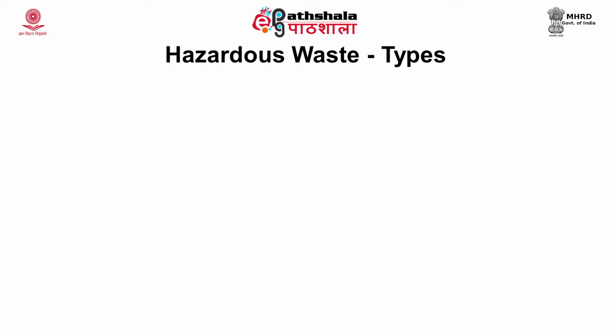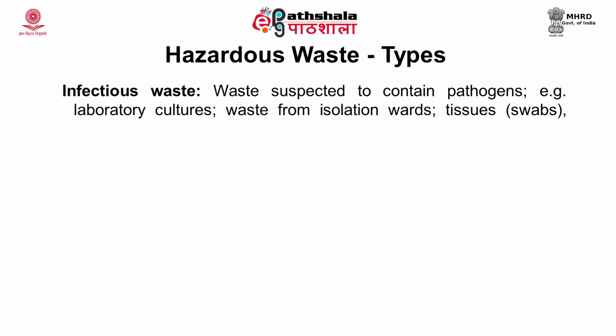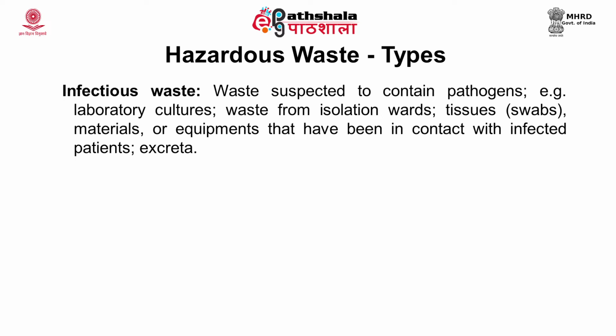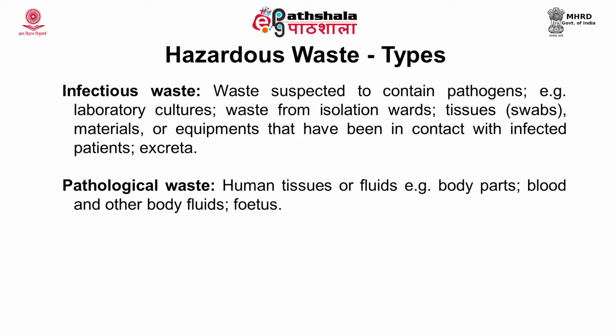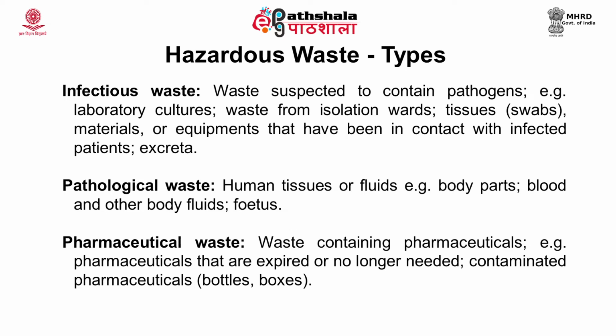Hazardous waste is again subcategorized into 7 types. First one, infectious waste. Waste which contains pathogens is called infectious waste. Example, laboratory cultures, waste isolated from wards, tissues, equipment which are in contact with infected patients and their excreta. Second is pathological waste. Human tissues or fluids, for example body parts, blood and other body fluids, are categorized under pathological waste.